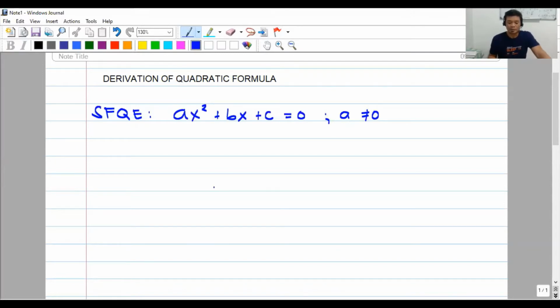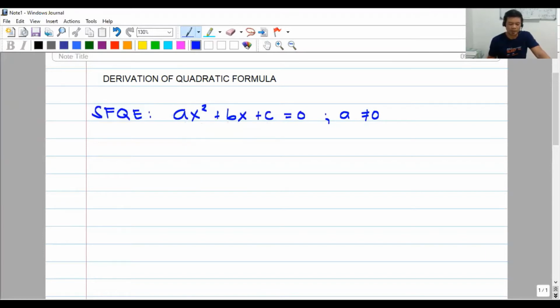So by completing the square, we can derive our quadratic formula. First, we have to get rid of the numerical coefficient in the first term of the trinomial. So we multiply by the multiplicative inverse of a, or we divide both sides, or each term in the equation, by a, just to eliminate our a, especially when a is not equal to 1.